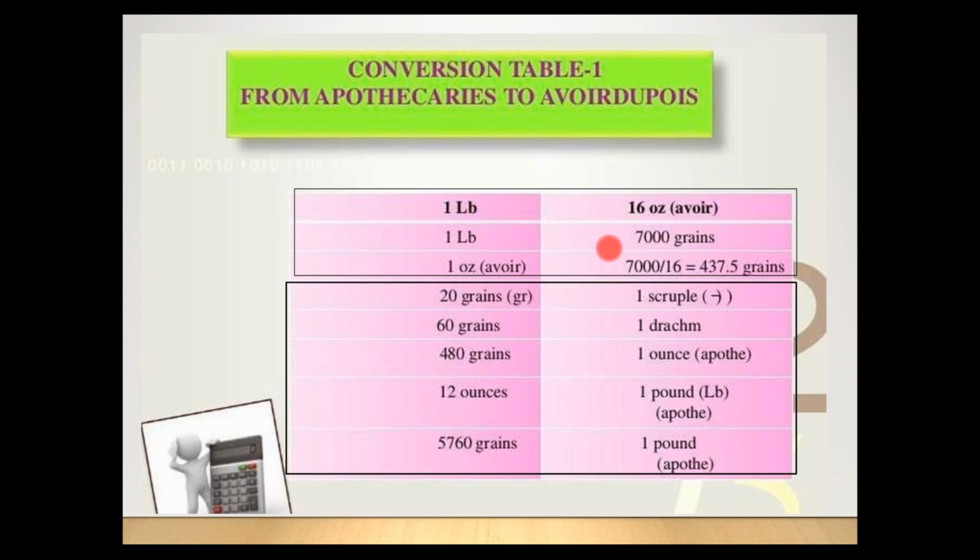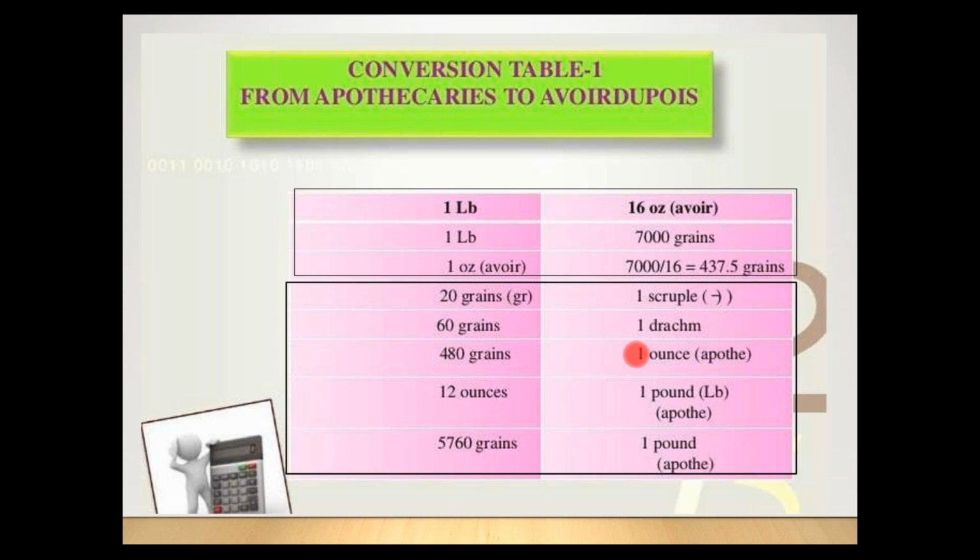Here, 20 grains is equal to 1 scruple and 60 grains is equal to 1 dram. The CH is silent here; it's pronounced dram. 480 grains is 1 ounce, and this is the apothecary ounce, not the avoirdupois oz. And 12 ounces is equal to 1 pound, which is again apothecary, and that is 5760 grains, equal to 1 pound. These you should all learn by heart.